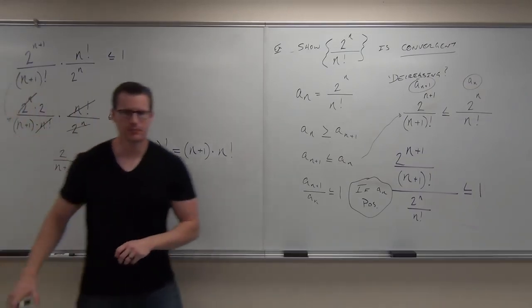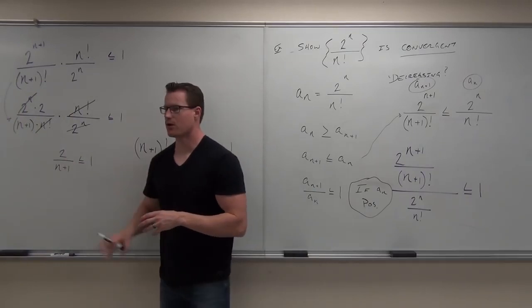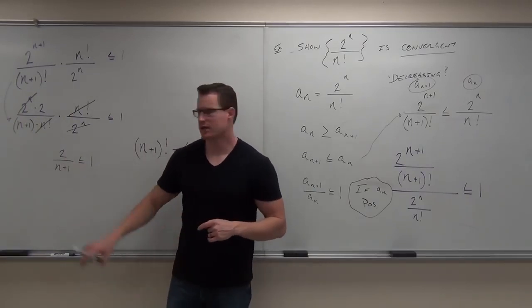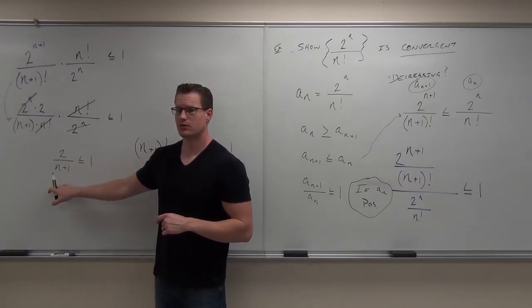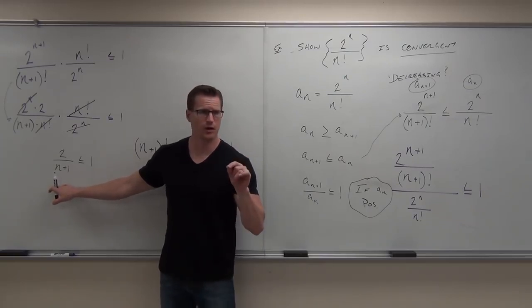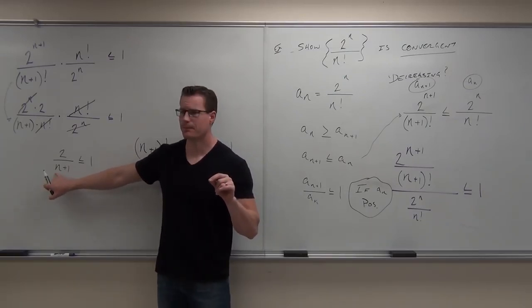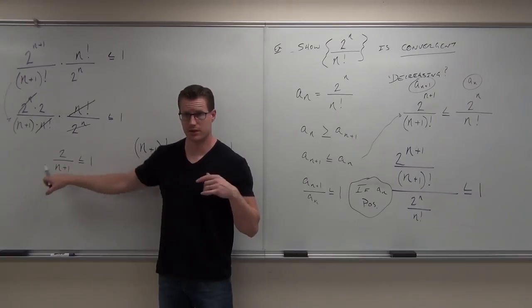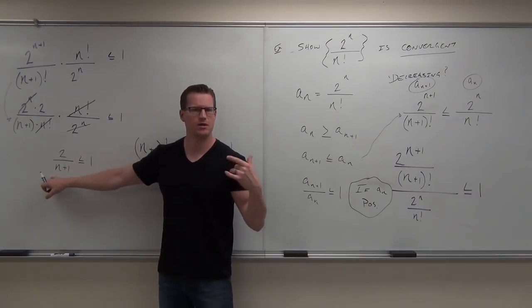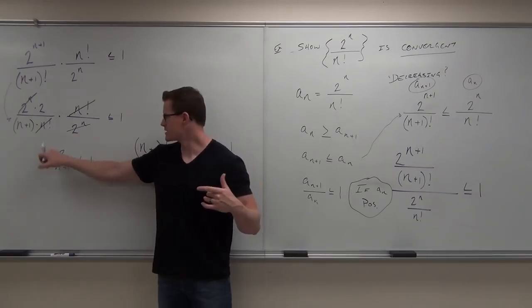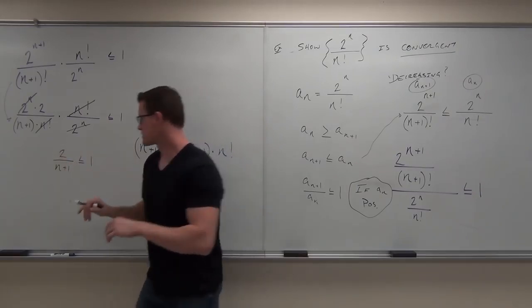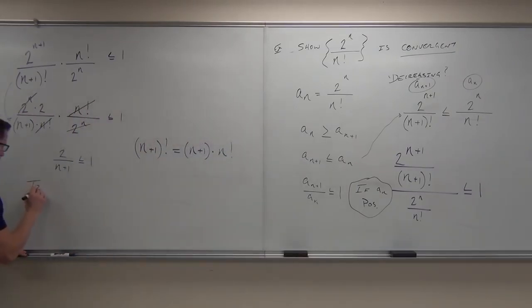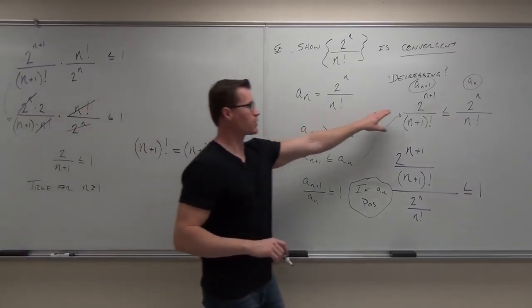Question. You need to now say whether this is true or false for n greater than or equal to 1. Is this true? Yeah. For n greater than or equal to 1? Plug in 1, what do you get? You get 1. That's a true statement. Plug in 2, 3, and 4, and 5, and anything bigger than 1. Is this always going to be less than 1? Yes. Then this is true for n bigger than or equal to 1. Therefore, we've shown that this is always decreasing. We started with decreasing, didn't we?